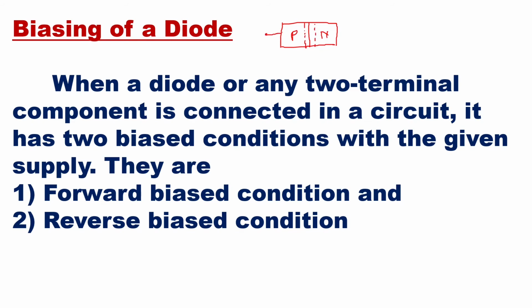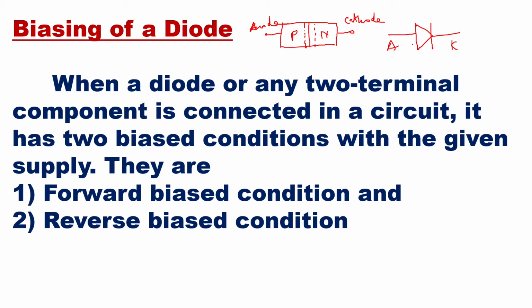So here you can have one terminal, here you can have one terminal. This terminal will be called the anode and this terminal will be called the cathode. And this is nothing but your semiconductor diode, whose symbol can be shown like this. This is your anode, this is cathode. And the arrow mark is showing the flow of conventional current.